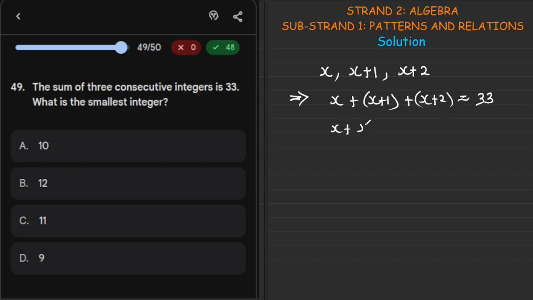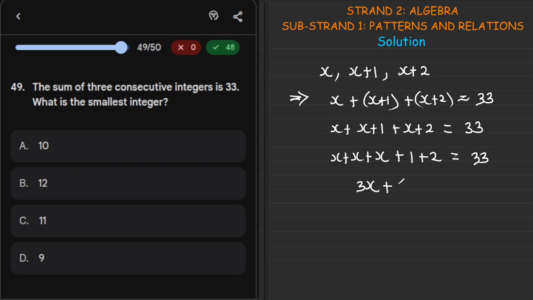So taking off the brackets, we have what we see over here. And what do we do? We group like terms. So grouping like terms, we have x plus x plus x, then plus 1 plus 2, which will give us a 33. x plus x plus x gives us a 3x, and then plus 1 plus 2, which gives us positive 3. We are saying this is equal to 33.